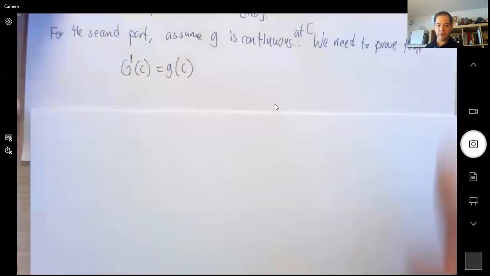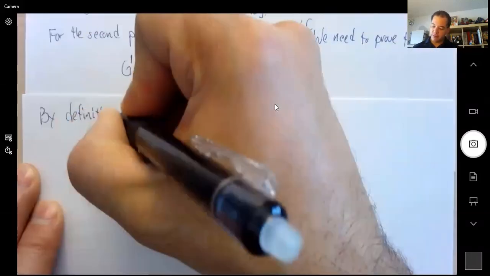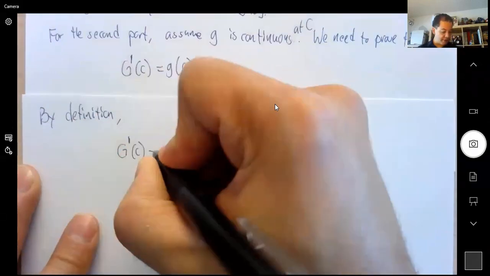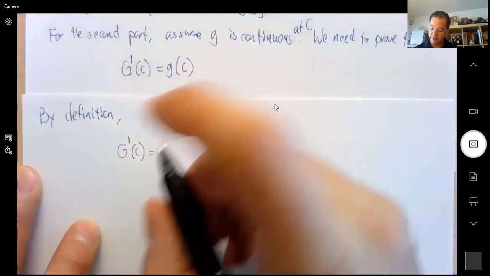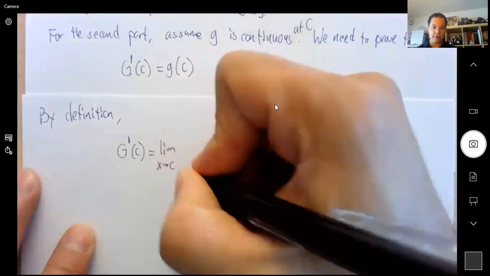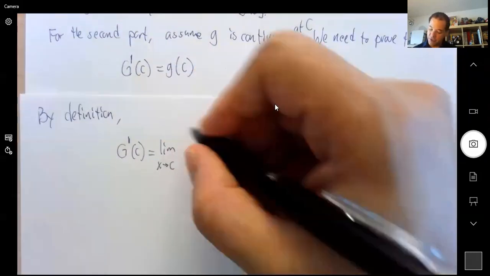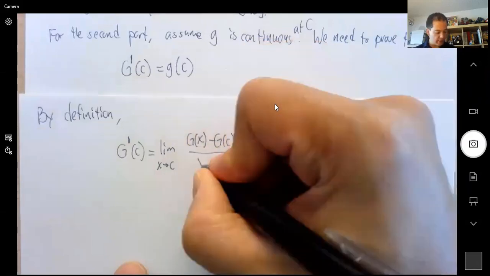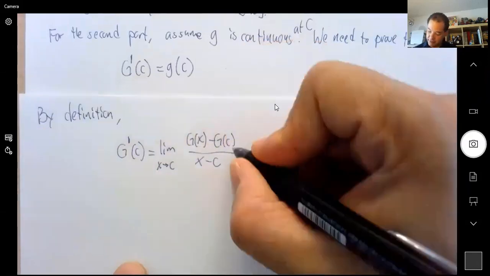So by definition, what is g prime of c, if it exists? If it exists, it would be this limit: the limit when x approaches c of g of x minus g of c, divided by x minus c. And what is this? Well, let's work it out.